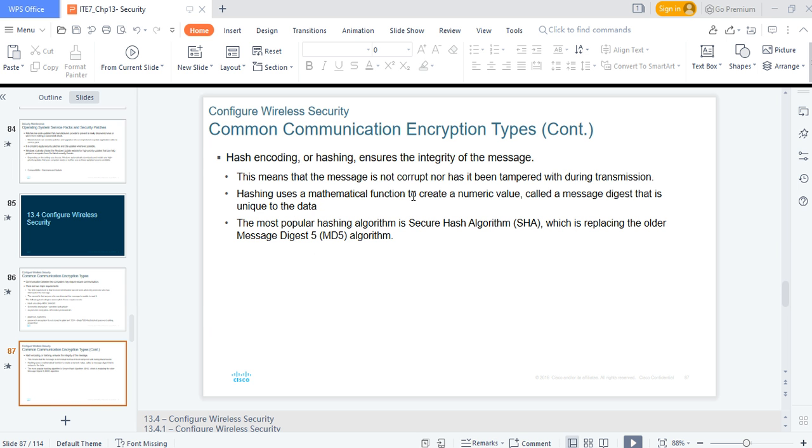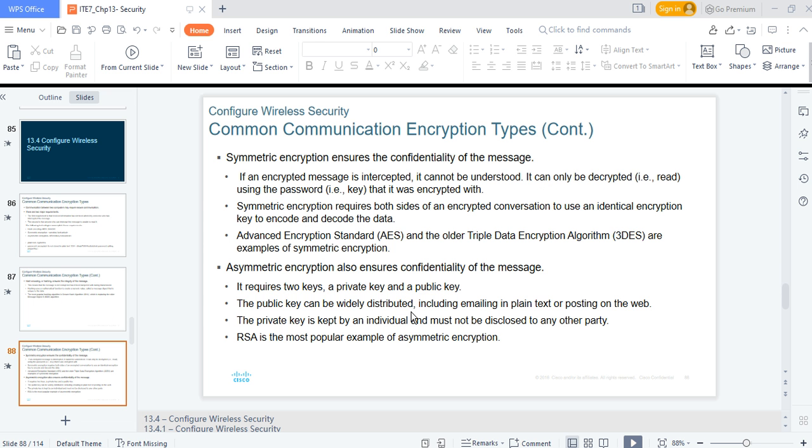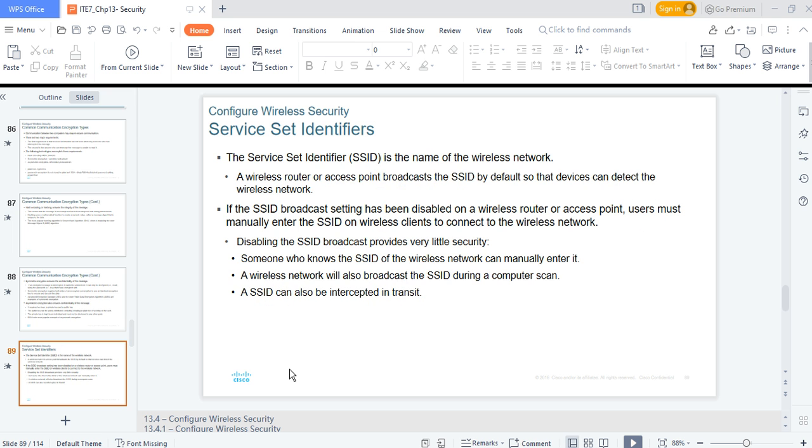Hashing uses a mathematical function, what we call an algorithm, a formula. So you have SHA, you have MD5. Then symmetric: confidentiality. This explains to you symmetric. This explains to you asymmetric. All of the things I've been trying to explain earlier on.